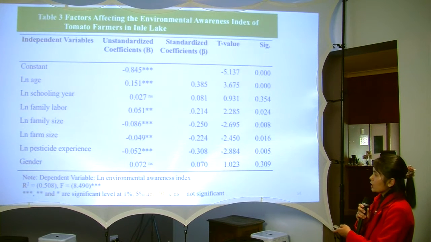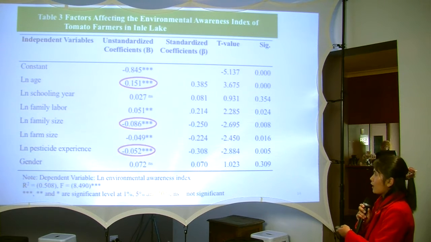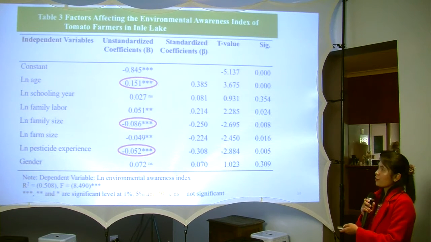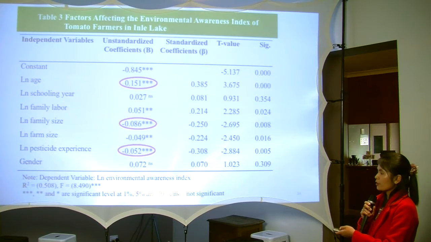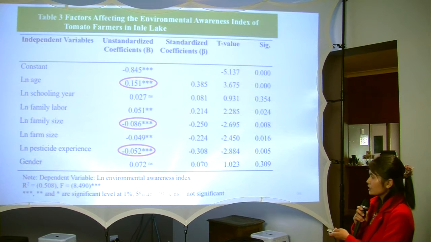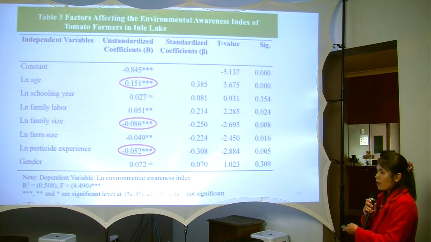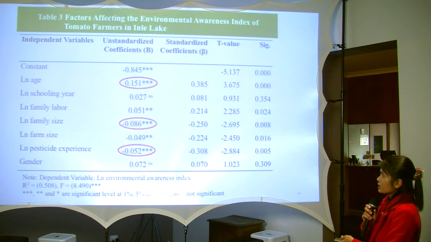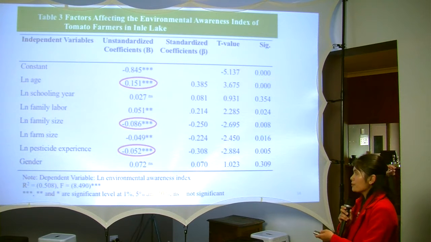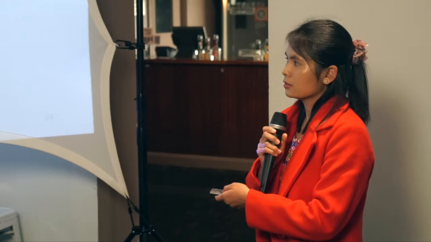From the results of the regression model, the age of the farmers, the family size of the farmers, and the pesticide experience of the farmers are significant at the 1% level. It means that a farmer who is older, with a smaller family size and less pesticide experience has a higher environmental awareness index.